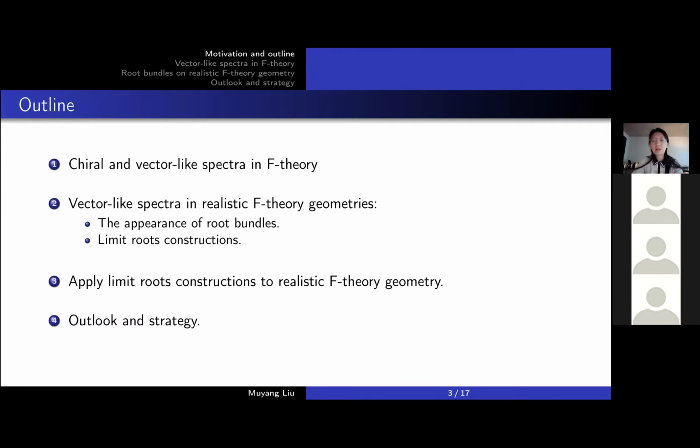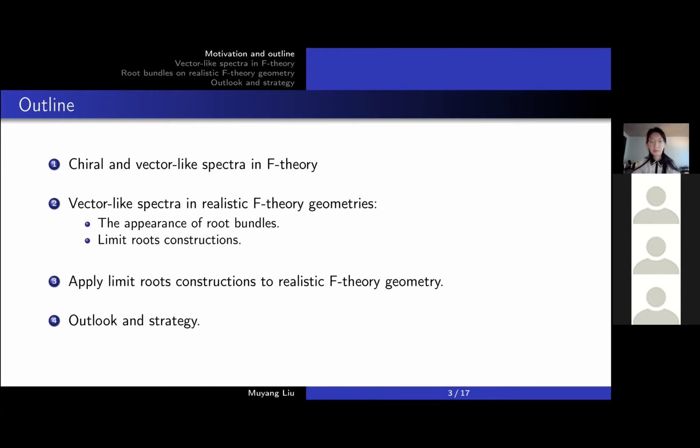I'll start by explaining how to compute chiral and vector-like spectra in F-theory, and then I will point out that in realistic F-theory geometries, the spectra mainly depend on the appearance of Rhodes bundles. Of course, I will explain what a Rhodes bundle is after several slides, so no worries if you don't know the definition right now. And then I will introduce the so-called limit Rhodes constructions to figure out the global sections counting of those kinds of Rhodes bundles.